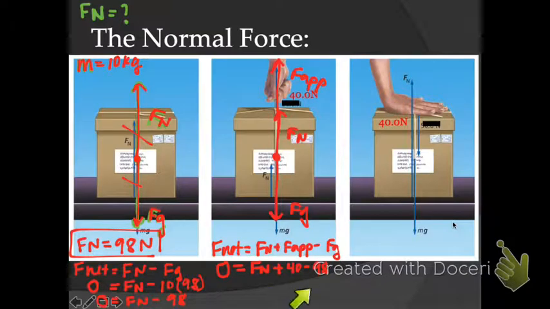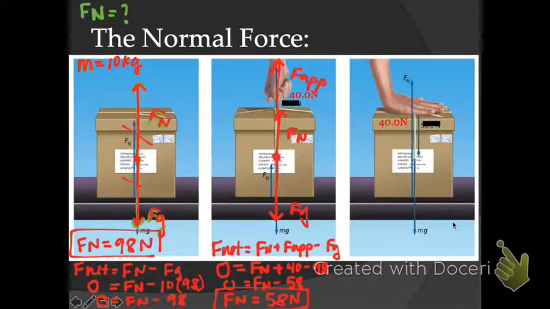So now I'm going to do this math, combine my terms here. 40 minus 98, what, negative 58? Okay, so that gives me Fn minus 58 equals 0, which means my normal force is 58 newtons. Right? Do you see how it's less than in our first scenario? Because I was lifting up. I'm taking some of the pressure off of that normal force.